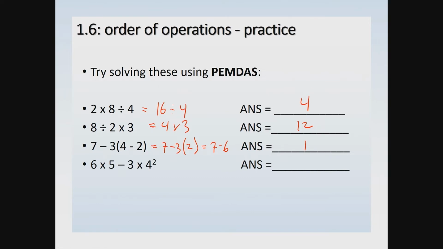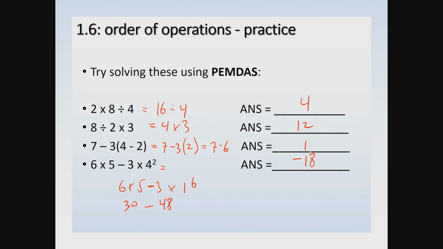Okay, and for the last one there, the first thing we want to do is the exponent, so it would be 6 times 5 minus 3 times 16. Now you see a multiplication, then a subtraction, and then another multiplication. So what you should do is the multiplications first before you do the subtraction. You have 6 times 5, that is 30. And then you don't do the subtraction yet. What you first do is multiply 3 times 16, which is 48, and then you do the subtraction, and 30 minus 48 is negative 18.